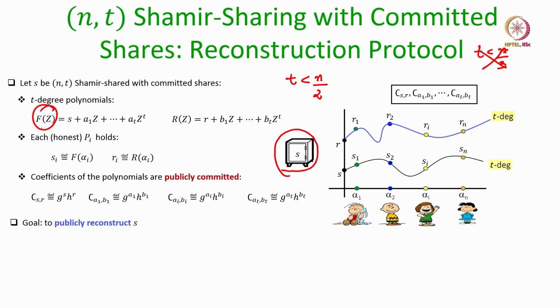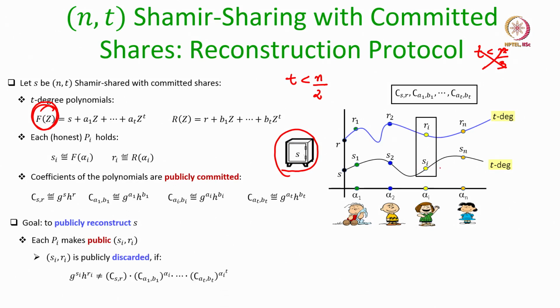Well, the idea will still remain the same. Our goal will be to try to recover the polynomial f by asking every party to make its share public. But to verify whether the party Pi has made the correct share public, we can use the publicly available commitments.